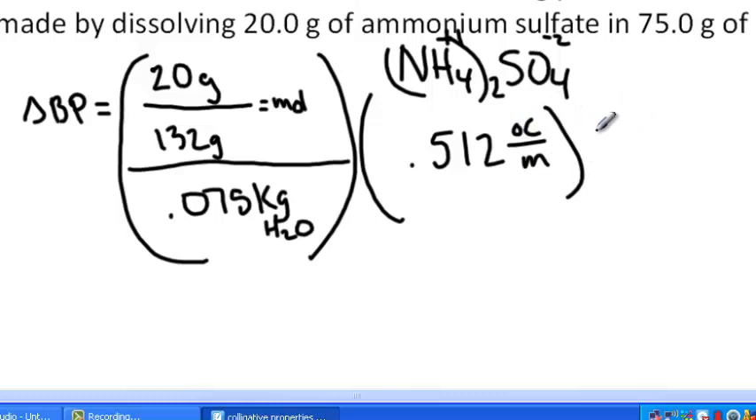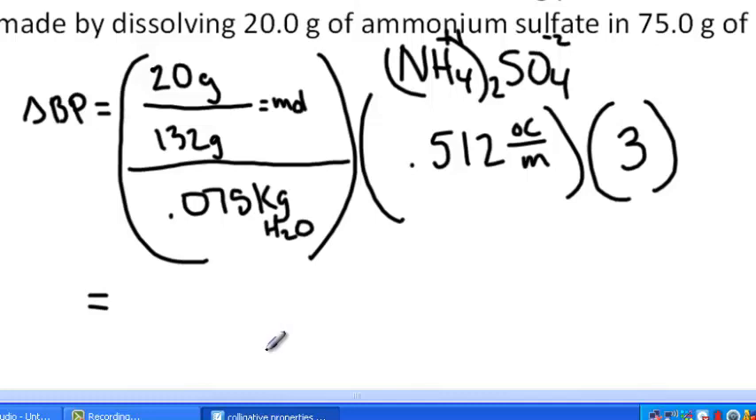The boiling point elevation constant for water, 0.512. And the Van't Hoff factor, let's see, two groups of the polyatomic ion ammonium plus one more group of the polyatomic ion sulfate gives us a Van't Hoff factor of 3. Two positive ammoniums and one -2 sulfate is a total of 3 particles. How much did the boiling point elevate by?